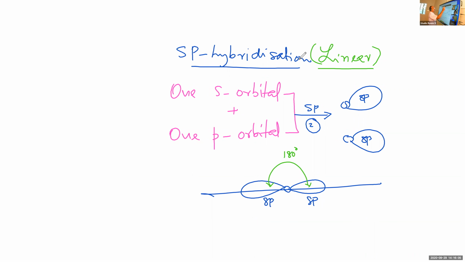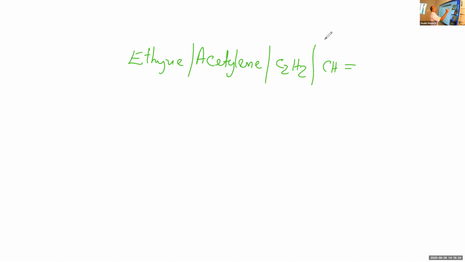Let us take the application of sp hybridization in the ethyne or acetylene molecule. Acetylene is C2H2, HC triple bond CH, that is the structure of the molecule. There is a triple bond between the carbon atoms. Let us see the process of hybridization.